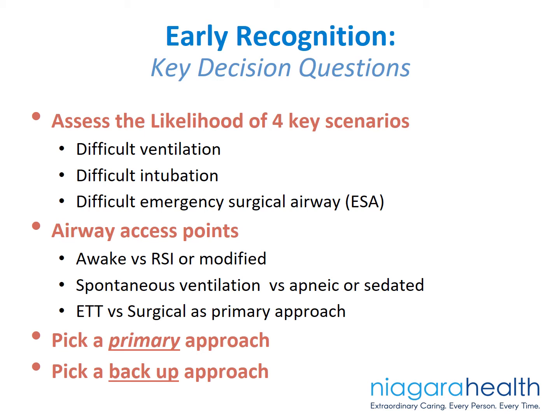Second thing you need to ask are, what are my access points? How am I actually going to do this? Am I going to do this as a primary awake, or am I going to do a rapid sequence, or am I going to do something in between? Am I going to allow this patient to spontaneously ventilate while I secure the airway, or am I going to make them apneic, or am I going to do something in between where they're sedated and don't fight? And am I going to do an endotracheal tube, or am I going to go directly to surgical airway as a primary approach? And then the last 2 things are extremely, extremely important. You must pick a primary approach and be prepared, and you must pick a backup approach and be prepared. This is how you are going to figure out what your access points and your plans are going to be in order to secure that airway in a rapid and safe manner.